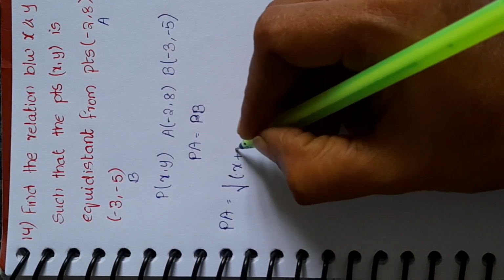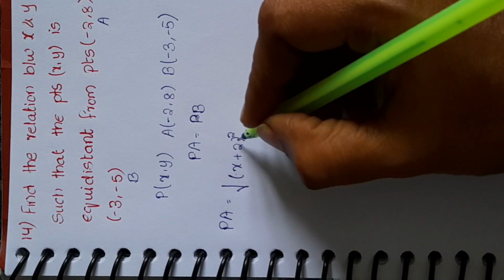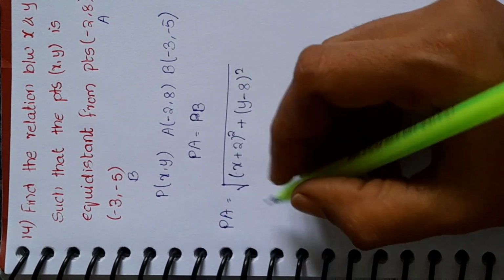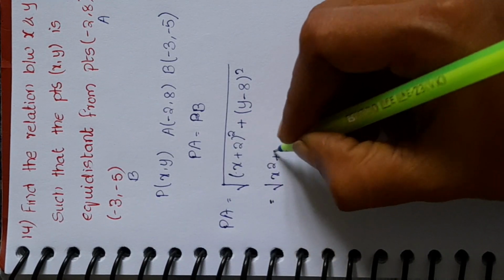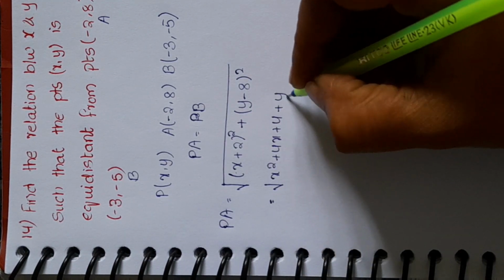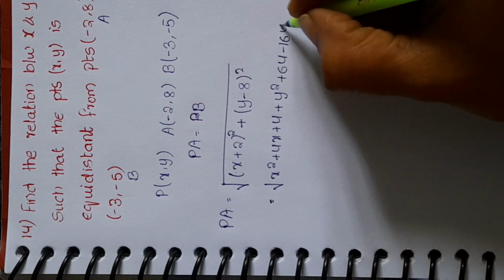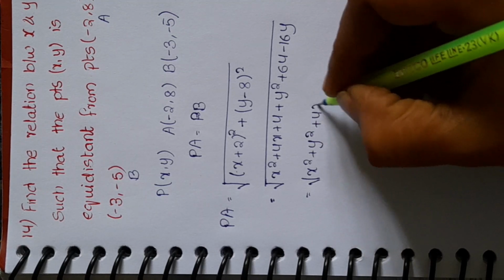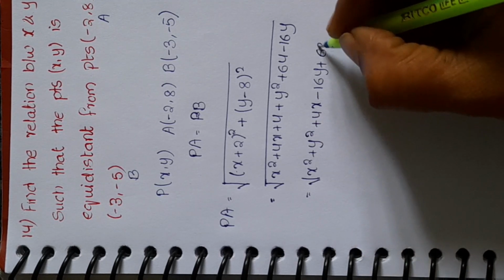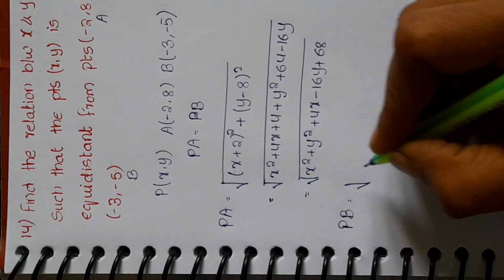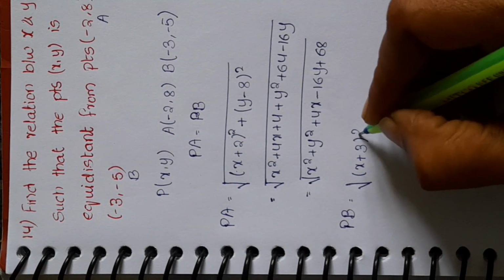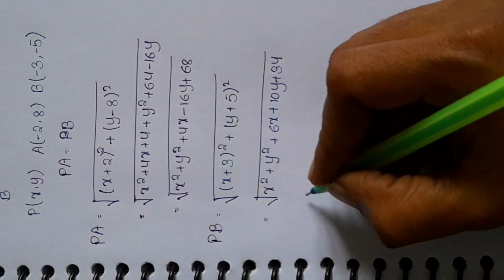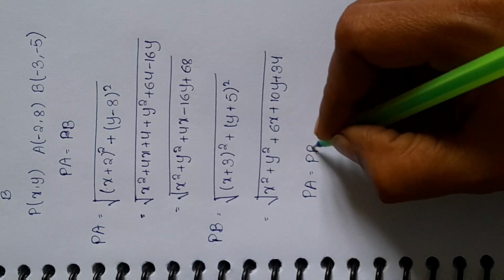PA is equal to root of (x minus of minus 2, that is x plus 2) whole square plus (y minus 8) whole square, which is equal to root of x square plus 4x plus 4 plus y square plus 64 minus 16y. This can be written as root of x square plus y square plus 4x minus 16y plus 68, that is adding the constants. Now let us find PB, that is root of (x plus 3) whole square plus (y plus 5) whole square. We got PA and PB.